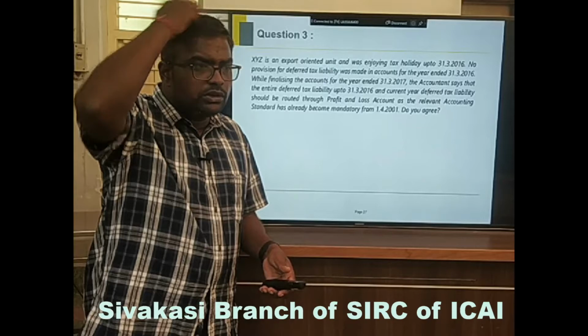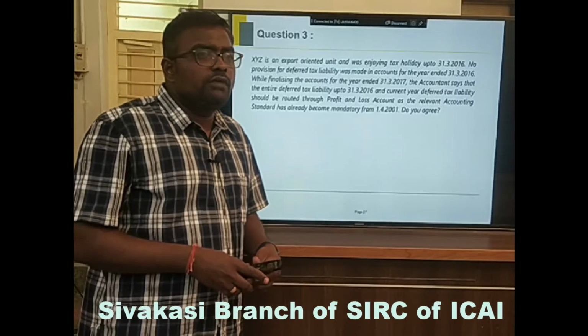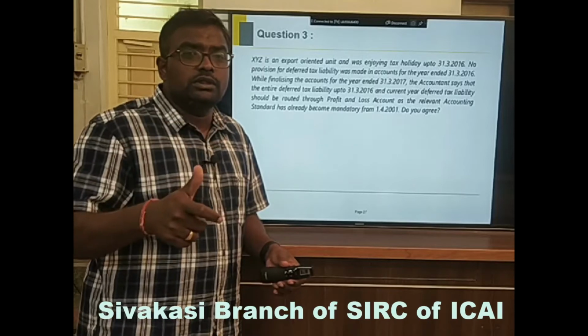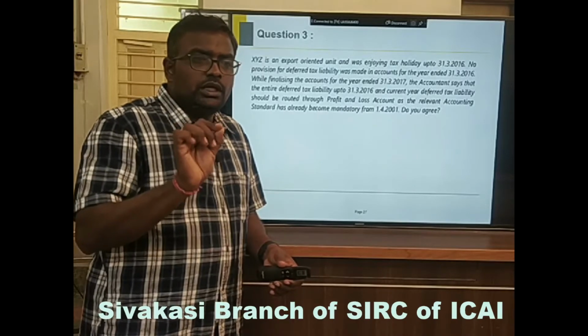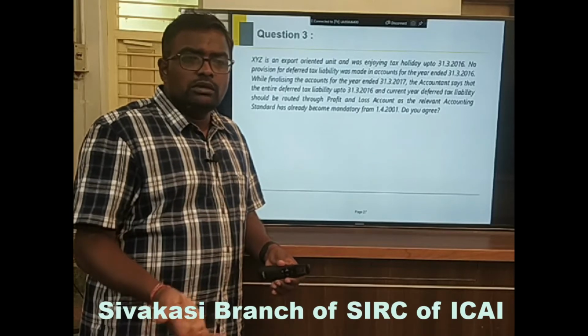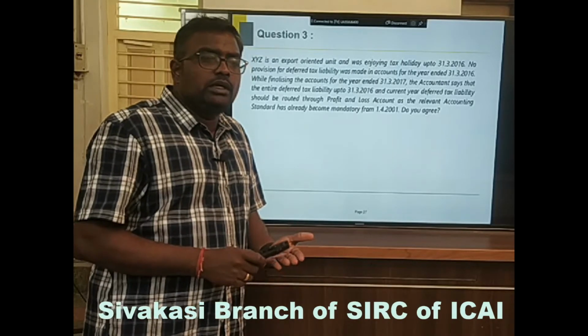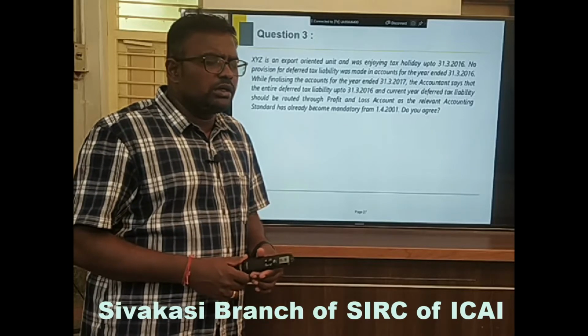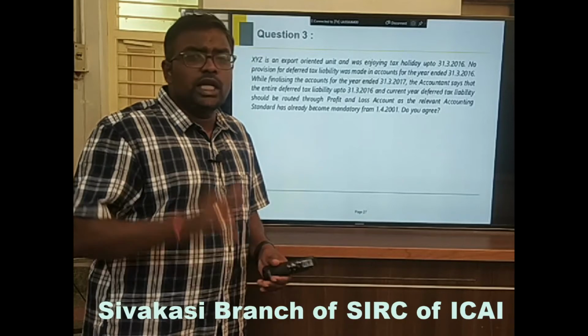The answer to this is, the standard says to look at timing differences which are not getting reversed. For example, bonus: one year you will create it, next year at Diwali you will pay. So this is getting reversed. But something is not getting reversed. I can give gratuity as an example.